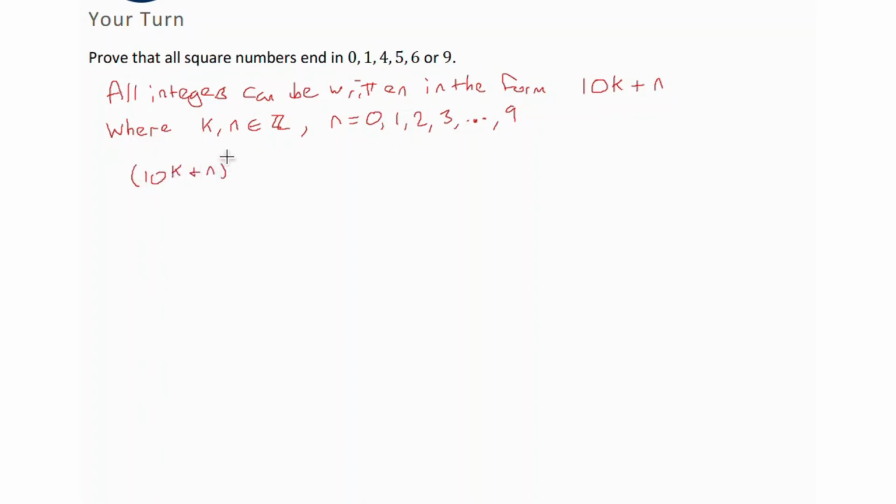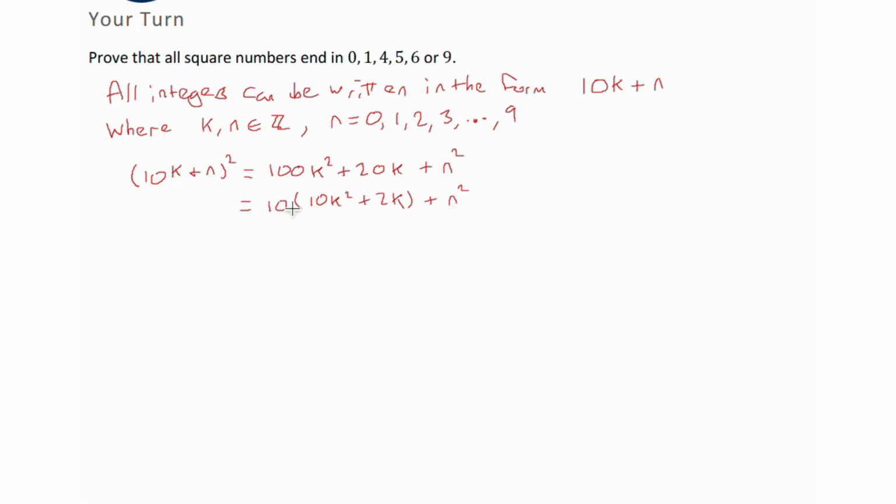(10k plus n) squared is equal to 100k squared plus 20k plus n squared. But that is 10 lots of (10k squared plus 2k) plus n squared. And what this means is that any square number is some multiple of 10 plus n squared.